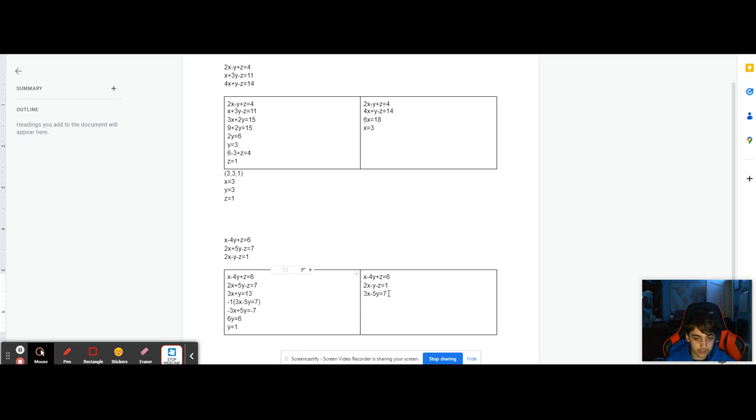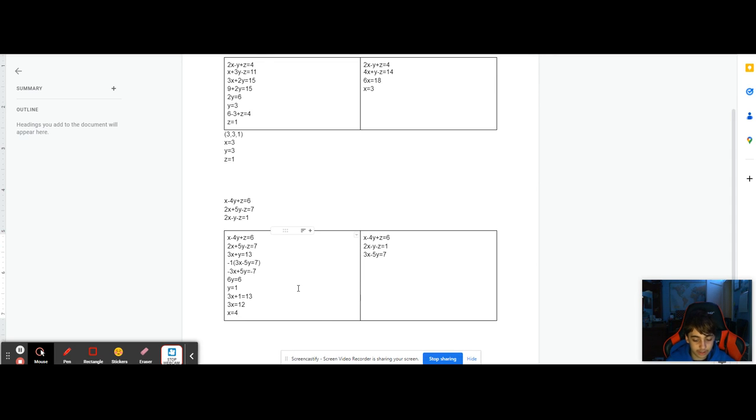We got y. Let's do this one. Plug it into here. So we got 3x plus y, which is just 1, equals 13. Let's simplify. 3x equals 12. x equals 4. See what I did there? So 13 minus 1 is 12, and then divide both sides by 3, we get 4.